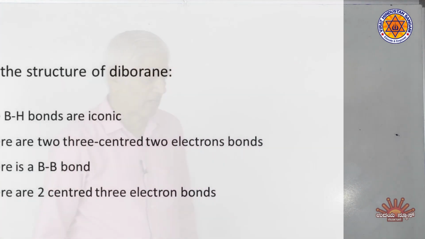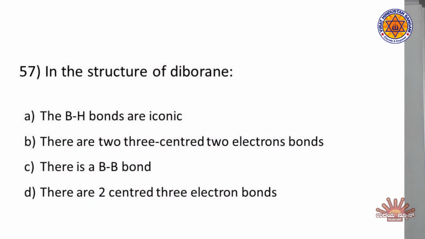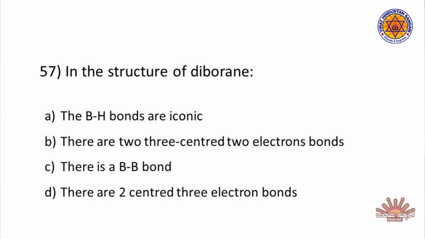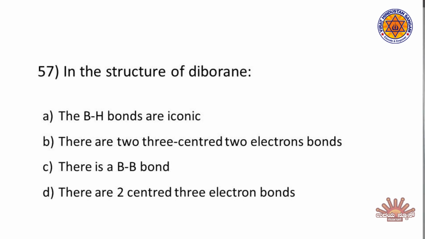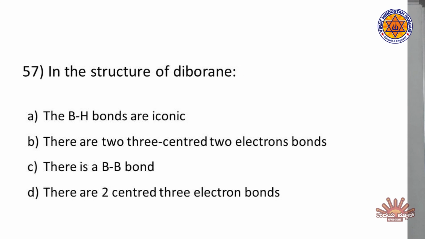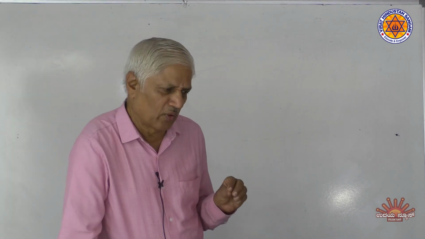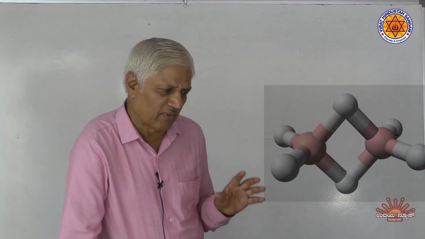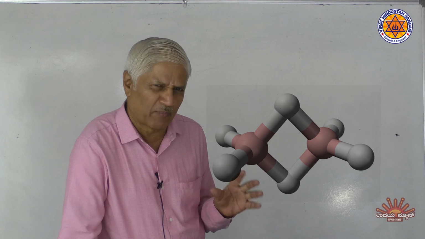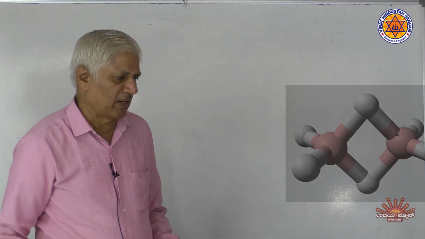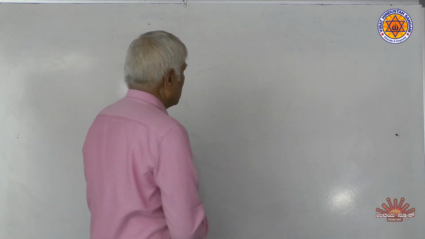Moving on to question number 57. Look, this is the structure of diborane. Diborane structure, I think, is a peculiar structure. I think diborane is the only compound that we come across having that particular peculiar structure. There is a problem in the diborane molecule. Look.